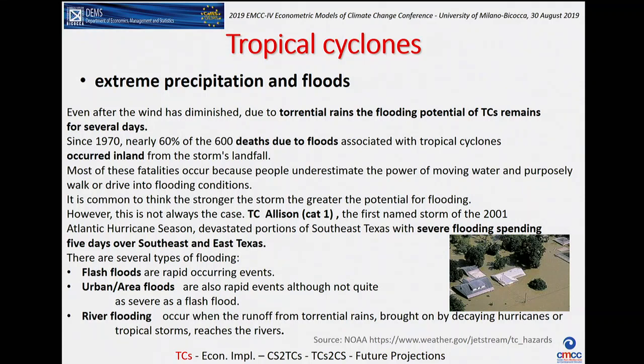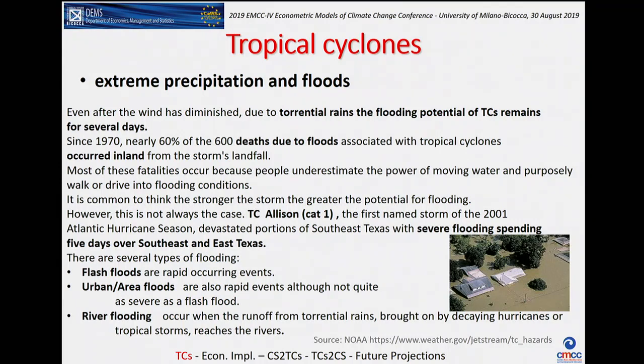Even a few days after the maximum intensity reached by the tropical cyclone. This is a typical effect that you can have. You can see these are the roofs. These are 3 or 4 meter high buildings that are completely covered by water.